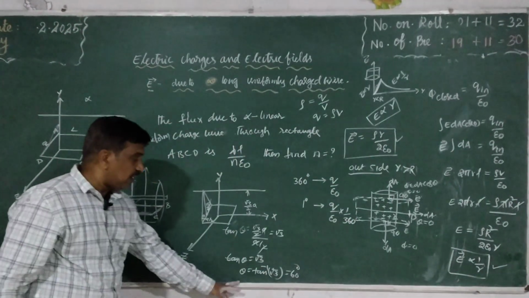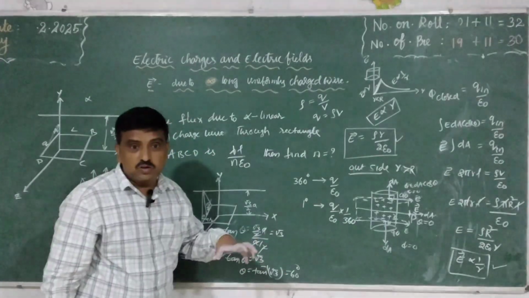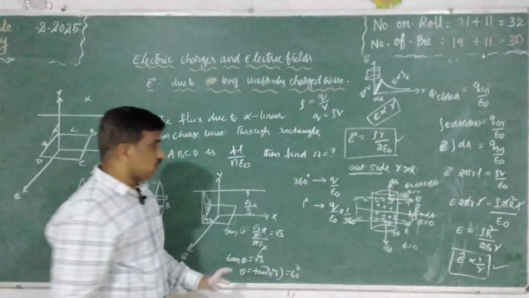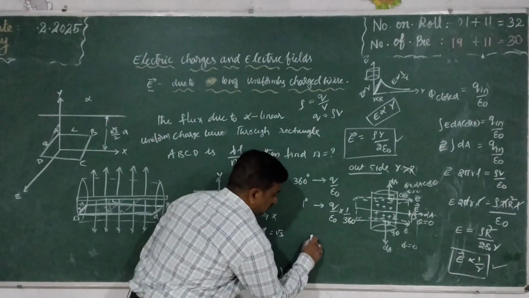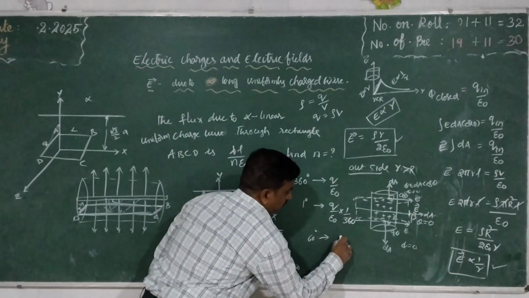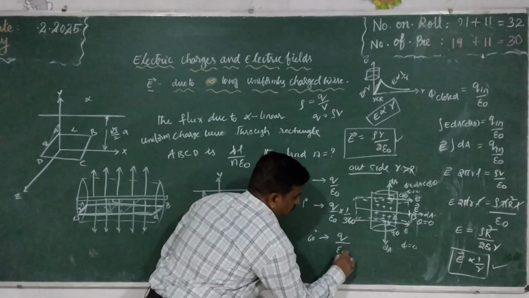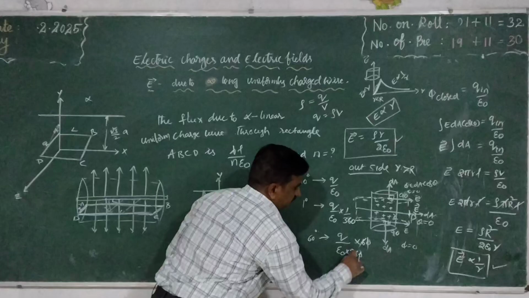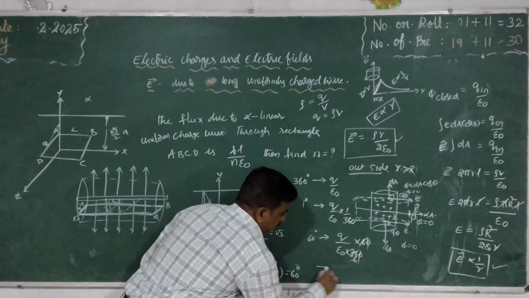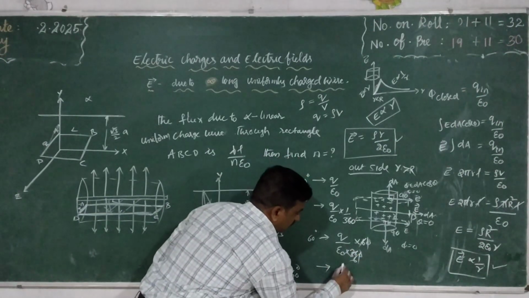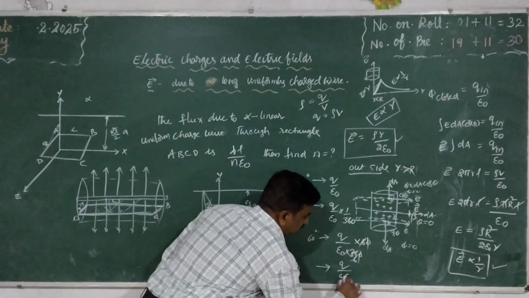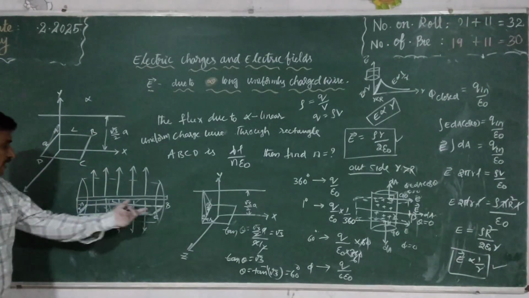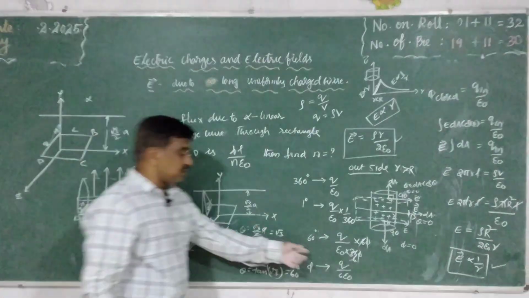What is the angle here? 60 degrees. The electric field lines within that angle are the only ones that pass through the rectangle ABCD. So 60 degrees gives Q by ε₀ into 60 by 360. The zeros cancel, and 6 by 36 gives 1 by 6. So the flux through the rectangle ABCD is Q by 6ε₀.